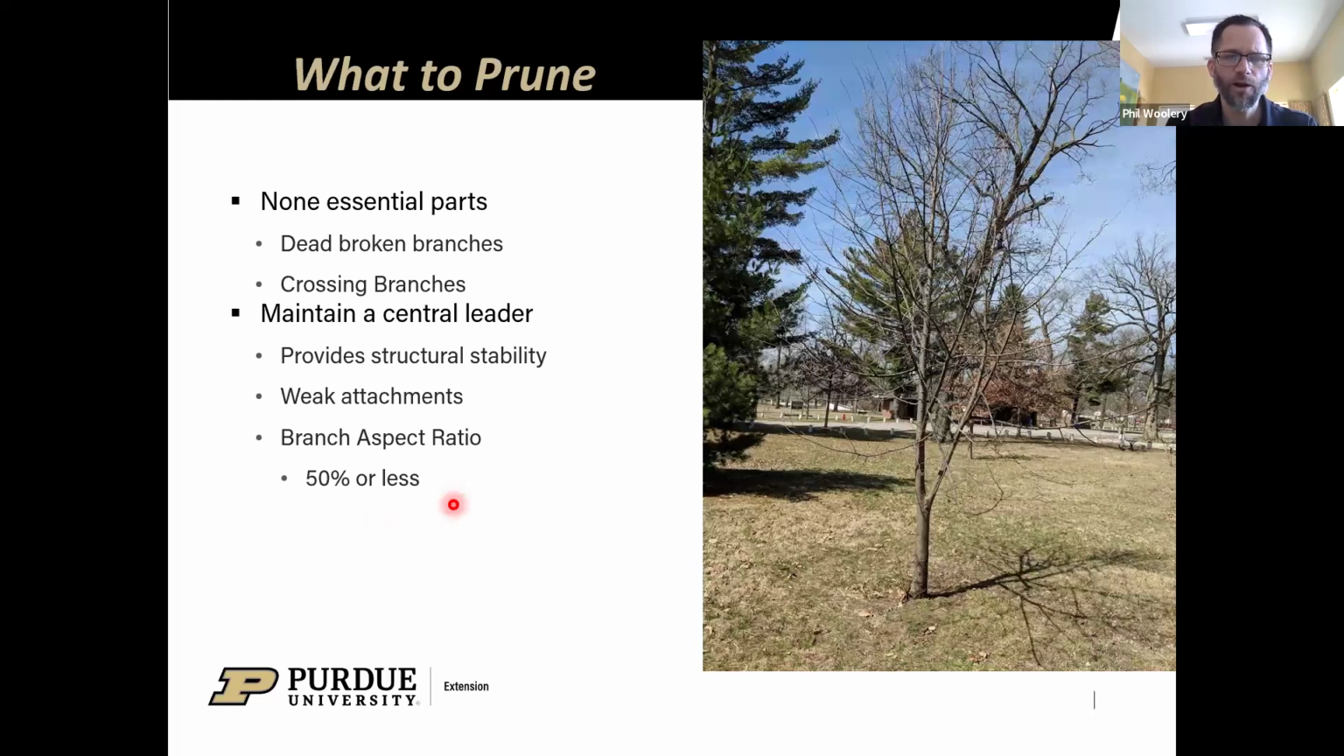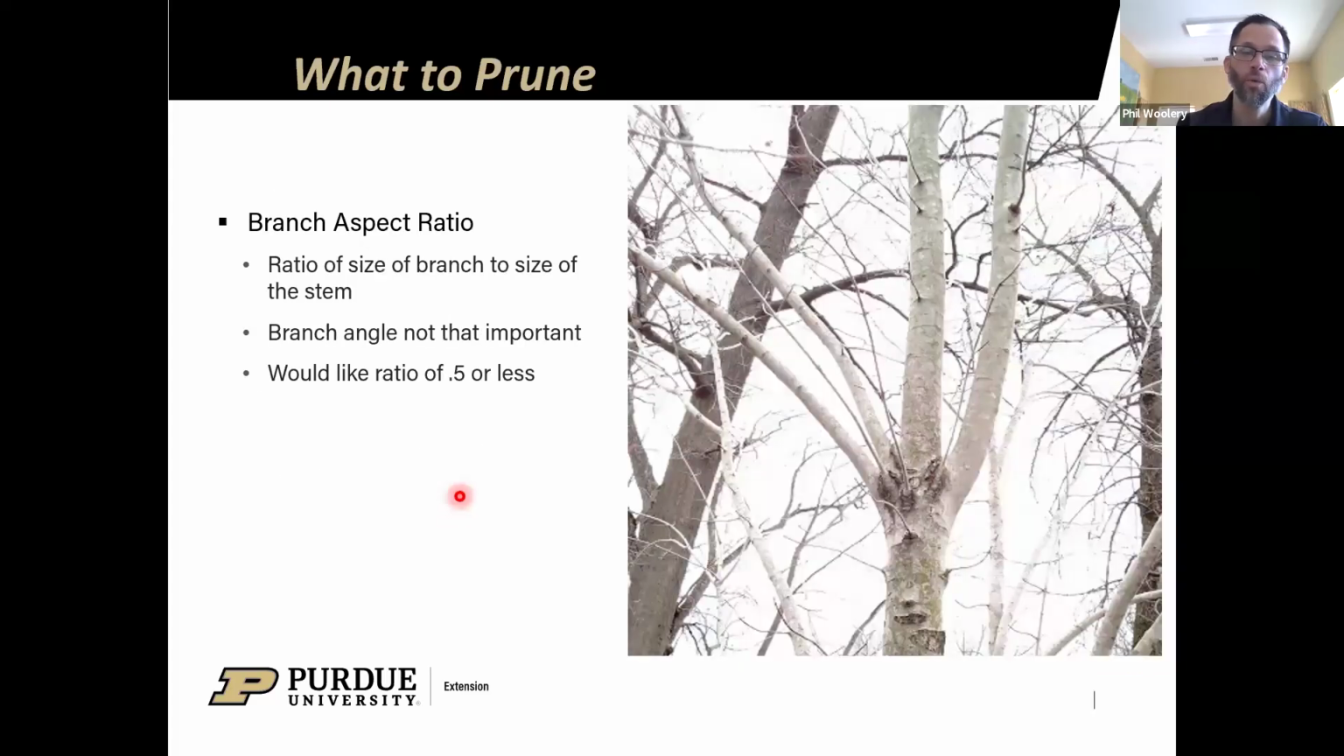In the past we talked about branch angles, but aspect ratio is more important. Branch aspect ratio is the size of the branch relative to the main stem. So the branch angle is not that important. I think for this research study, they put weights on trees to see how much weight it took to break them. We want a ratio of half, 0.5, or less, which means we want smaller branches relative to our main stem. Looking at this one, that's about the same size as this line here. So this is much greater than a half. It's probably about 80% the size of this one.